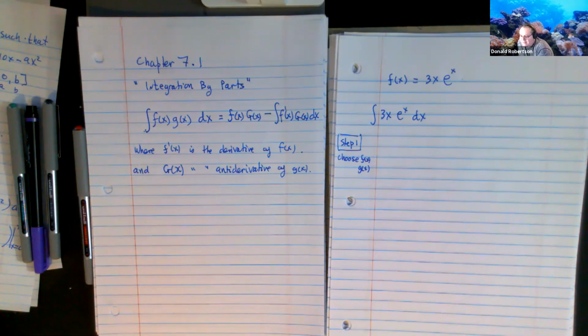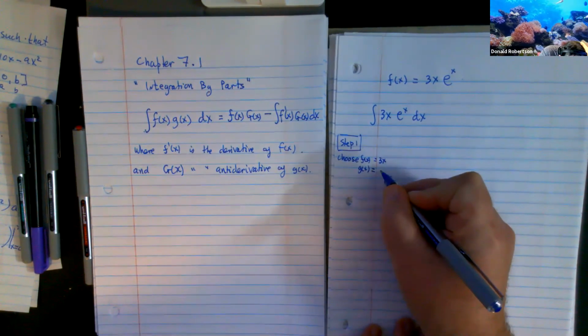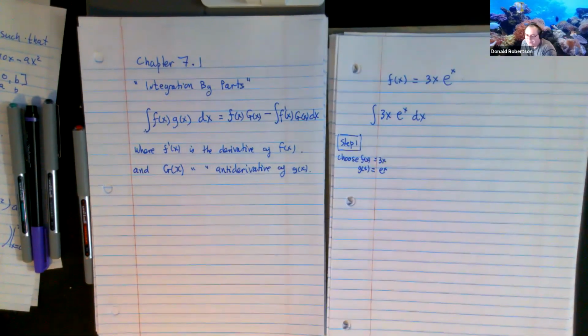Typically, f of x will be anything that's got a power of x in it. So if it's x squared sine x, 3x e to the x, 5x cubed tan x, that kind of thing. The x squared, the 5x cubed, that guy is very, very often your f of x. And whoever the other bit is, is your g of x. So in this case, f of x is 3x and g of x is e to the x. Right, what you would expect.